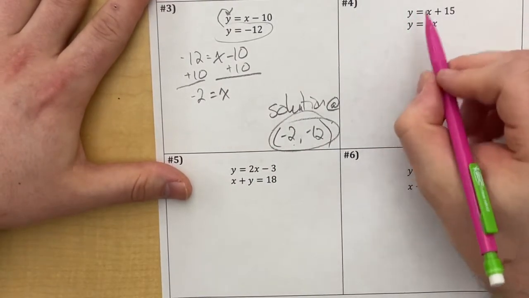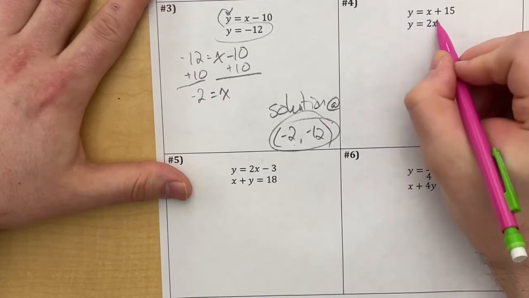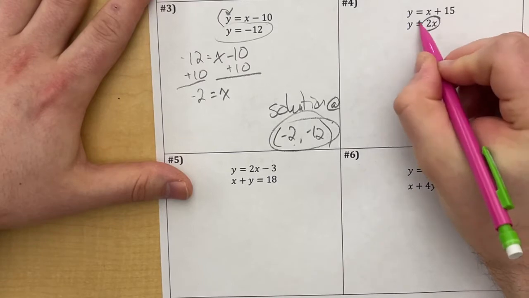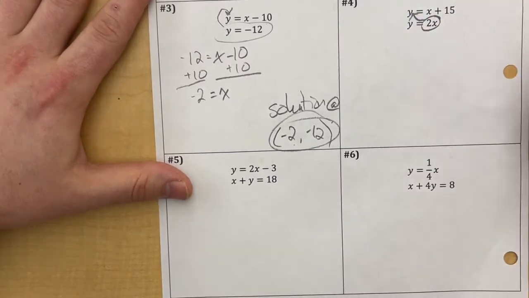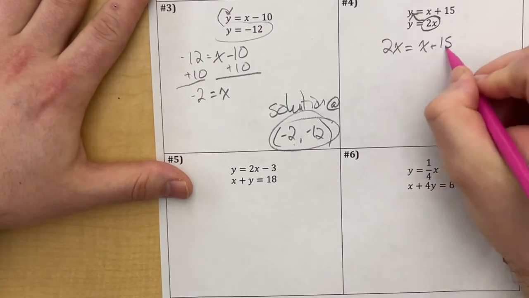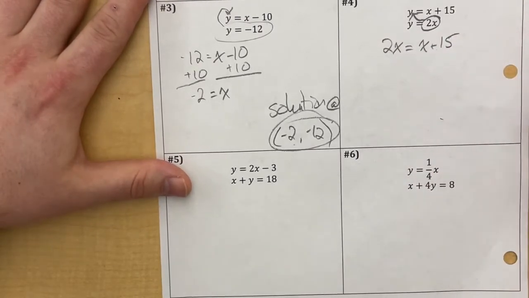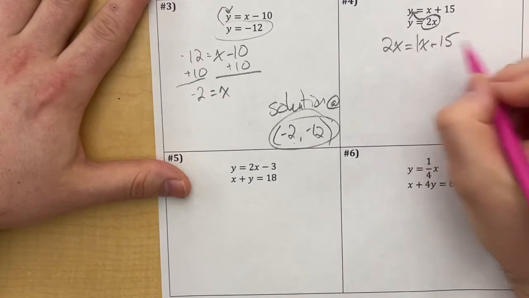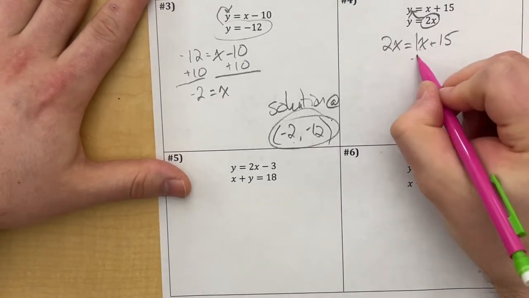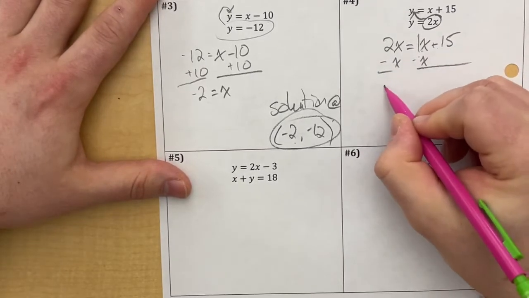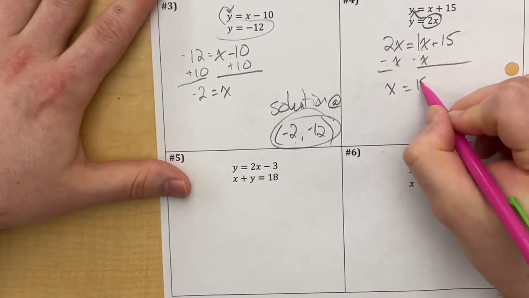For number 4, what I can do is this. I'm going to take that 2x and place it into that first equation. So I'm going to say 2x is equal to x plus 15. Make sure you subtract or get rid of the lowest coefficient. So this is basically just 1x, and I'm going to subtract 1x from both sides of the equation. So on my left side I have just x, and on my right side I have 15.